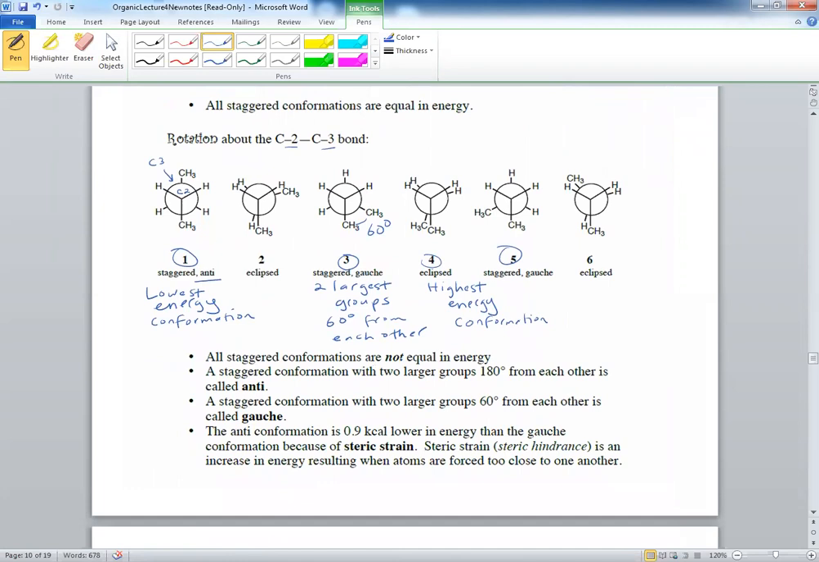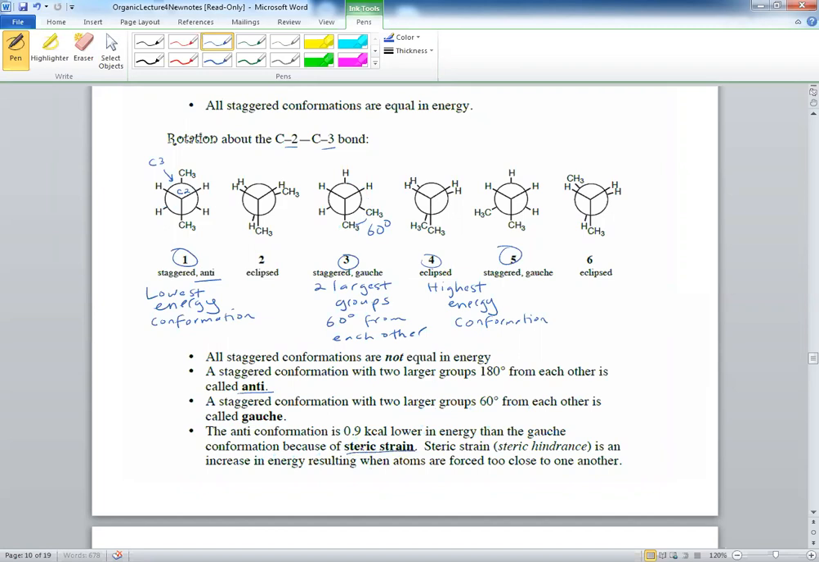We will say that all staggered conformations are not equal in energy. So they're not all equal in energy. All staggered conformation with the larger groups right here, 180 apart from each other, they're called anti. So this one is called anti, 180 degrees away from each other. A staggered conformation with the two larger groups 60 degrees from each other is called gauche, as I just explained to you. It's still a staggered, but it's gauche because these two large groups are 60 degrees away from each other. The anti-conformation is 0.9 kcal lower in energy than the gauche conformation because of something called steric strain.